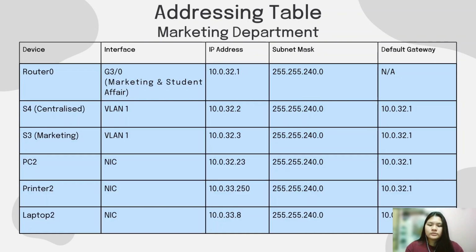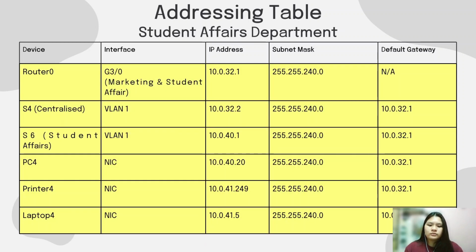For the Marketing Department and Student Affairs Department, as both departments share the same subnet, they will have a centralized switch to which the switches of both departments will connect in order to be linked with the router. Devices in both departments have the same default gateway, which is 10.0.32.1. The table shown now is for the Marketing Department. And this is the addressing information for the Student Affairs Department.